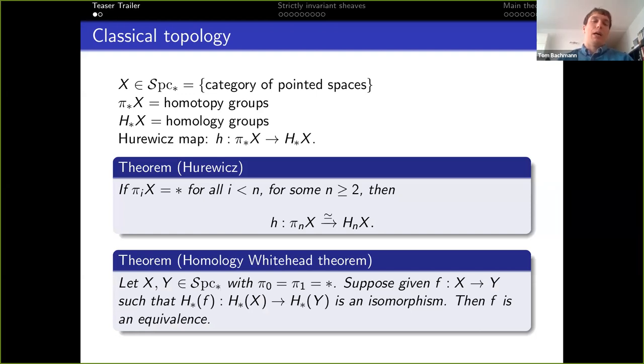the homology Whitehead theorem, which says what I write here: you take two simply connected spaces and you have a map between them, and you want to know when it is a homotopy equivalence. Well, you know this is always true if it induces an isomorphism on the homotopy groups, but because your spaces are simply connected, if it induces an isomorphism on homology groups, then it's also an equivalence. So that's very good, right? It tells you that if you want to know if some map is an equivalence and you're working with simply connected spaces only, then you can check it on this easier invariant, which is called homology.